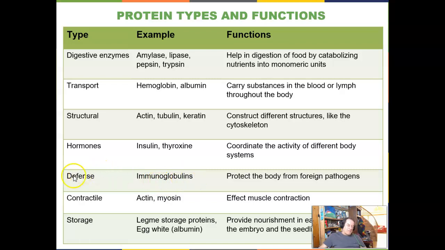Your antibodies are all proteins. They're used in immune defense. Skeletal muscle contraction, smooth muscle contraction, heart contraction are all based on contractile proteins. And we have a lot of proteins, including the albumin in your blood and albumin in egg white, that is used as a means of storing energy and amino acids.